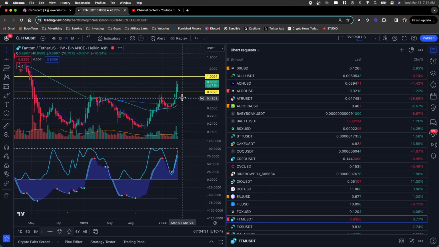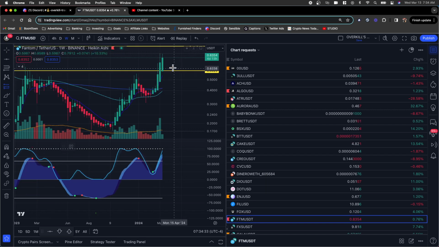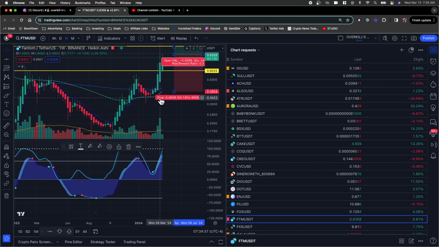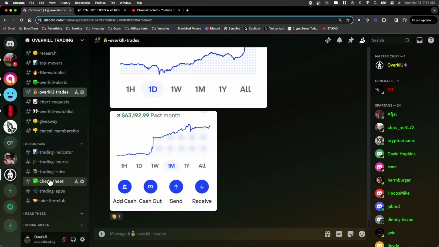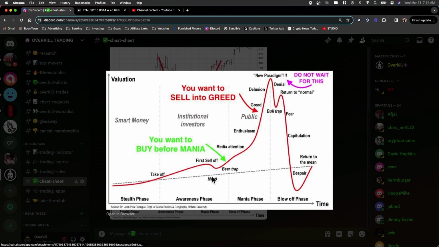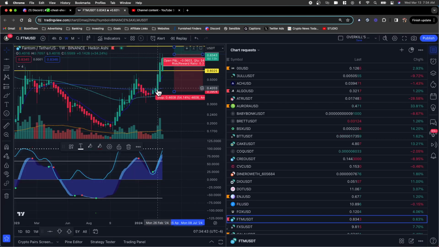I'd probably take profits around $1 and then wait for a pullback, because right now you're sitting 53% off of the mean. Our mean, again, is our average price. This is the price we want to enter at. So if you're buying it right now, you're entering 54% off of that average.